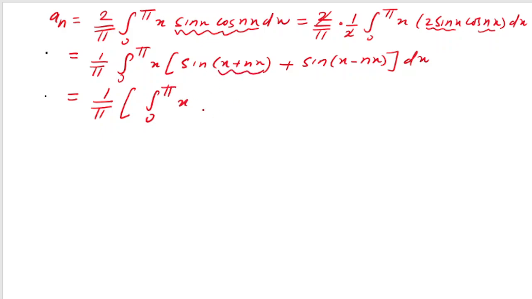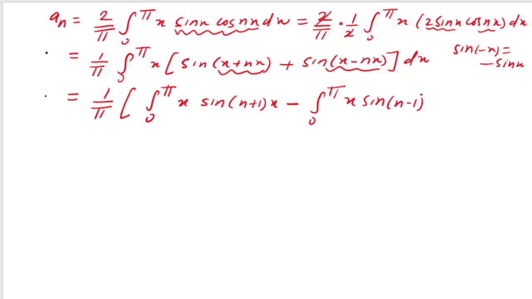This x plus nx can be written as sine n plus 1 x, and here x minus nx, I hope you remember the result, that sine minus x is equal to minus sine x. We have used it multiple times. So it will become minus 0 to pi x sine n minus 1 x dx. I hope you agree. This minus can be taken outside, so the sine minus x will become minus of sine x, and I have to apply integration by parts on both these terms, right? So I'll be doing it separately. So let me write here.